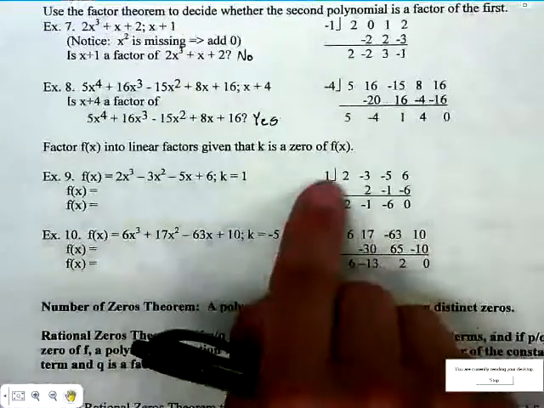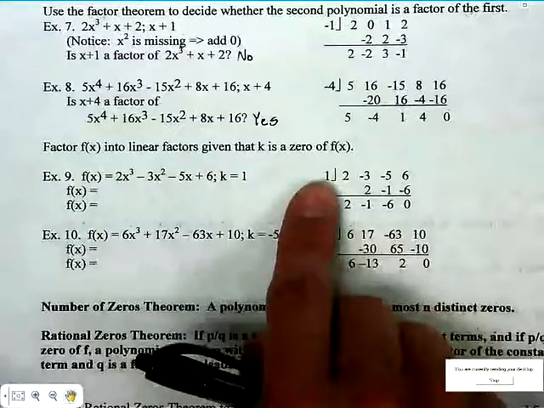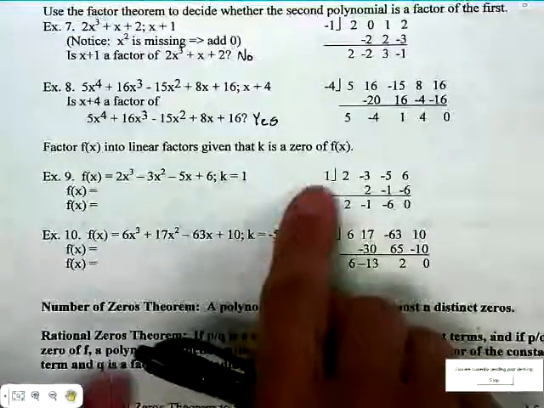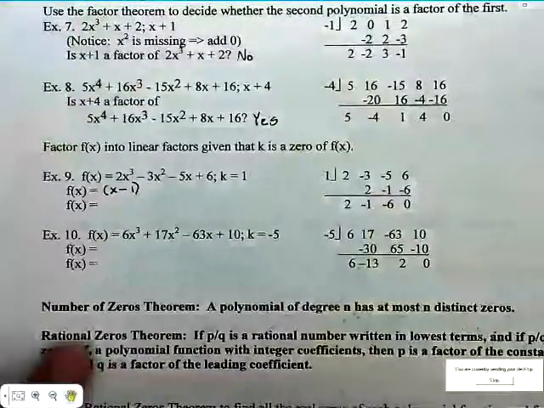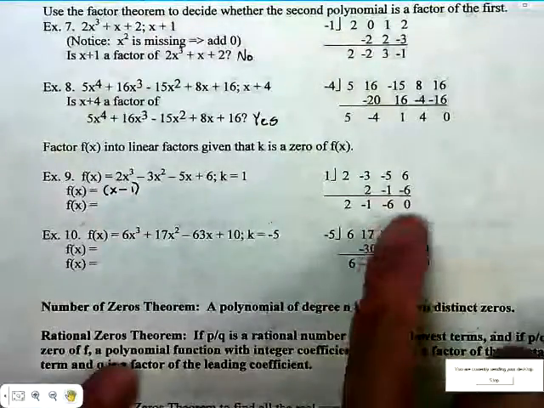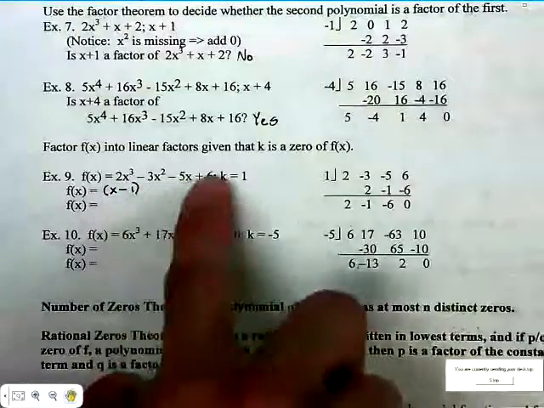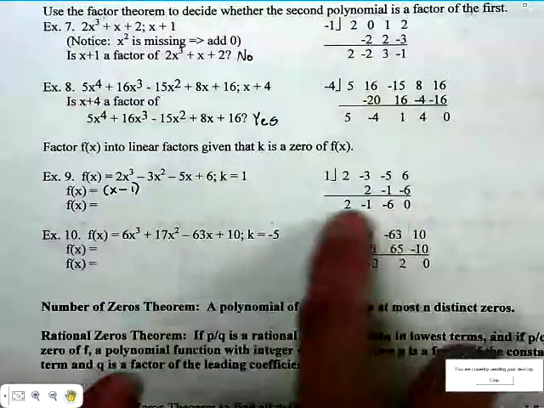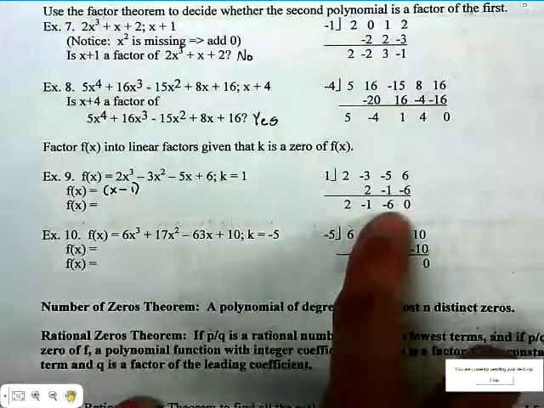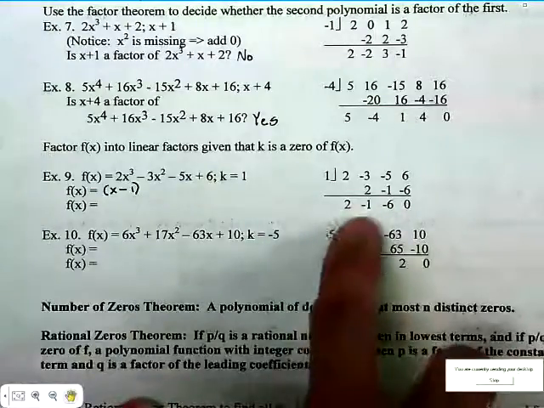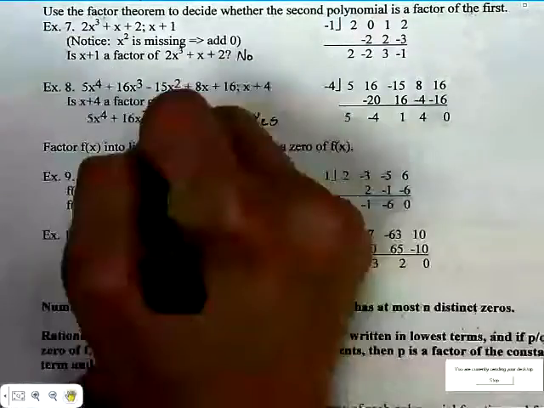What does that mean I'm actually dividing by if I have a positive 1 in the box? X minus 1. X minus 1 is the divisor. And because I got 0 for a remainder here, I know that x minus 1 is a factor of that polynomial. What is the quotient from this bottom row of synthetic division? Exactly. 2x squared minus x minus 6.